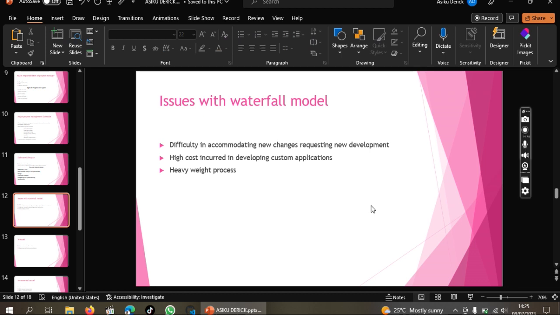Then high cost incurred in developing custom applications. Developing a software project starting from scratch is so costly, and moving with a specific area. That is what waterfall carries. It is so costly. Then heavyweight processes. Moving with the waterfall, you have to be consistent, specific, to make sure that after completing a specific area, you don't go back.